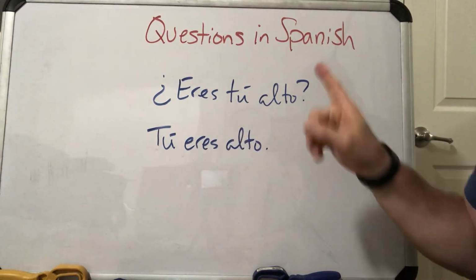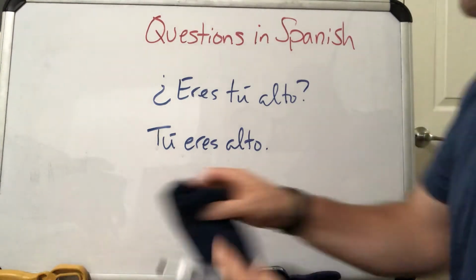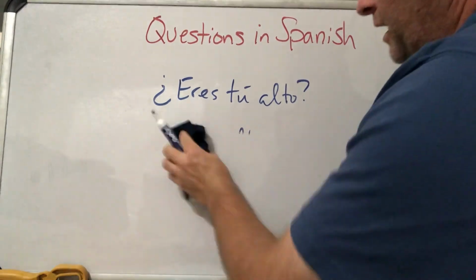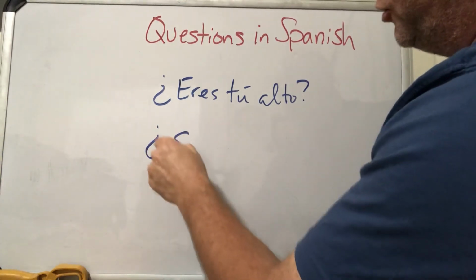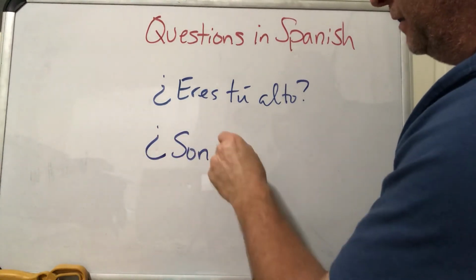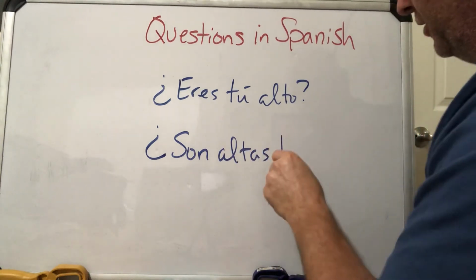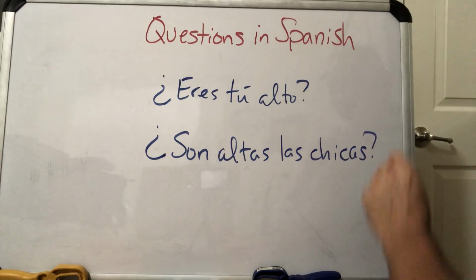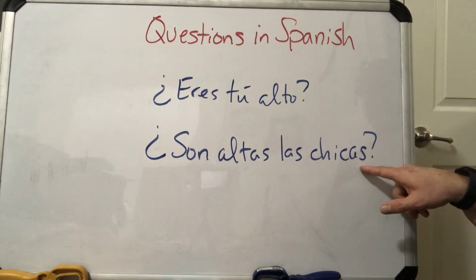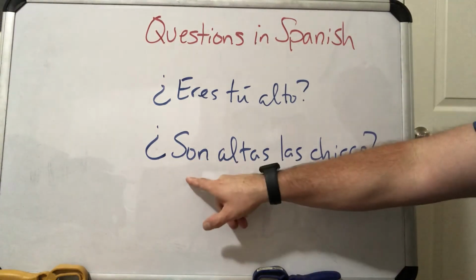Sometimes it won't come till the very end. Like you could ask, "Are the boys tall?" Let's just say, "Are the girls tall?" So you could say, ¿Son altas las chicas? Here's my subject. We put it way at the end. And then we have the verb and the adjective.